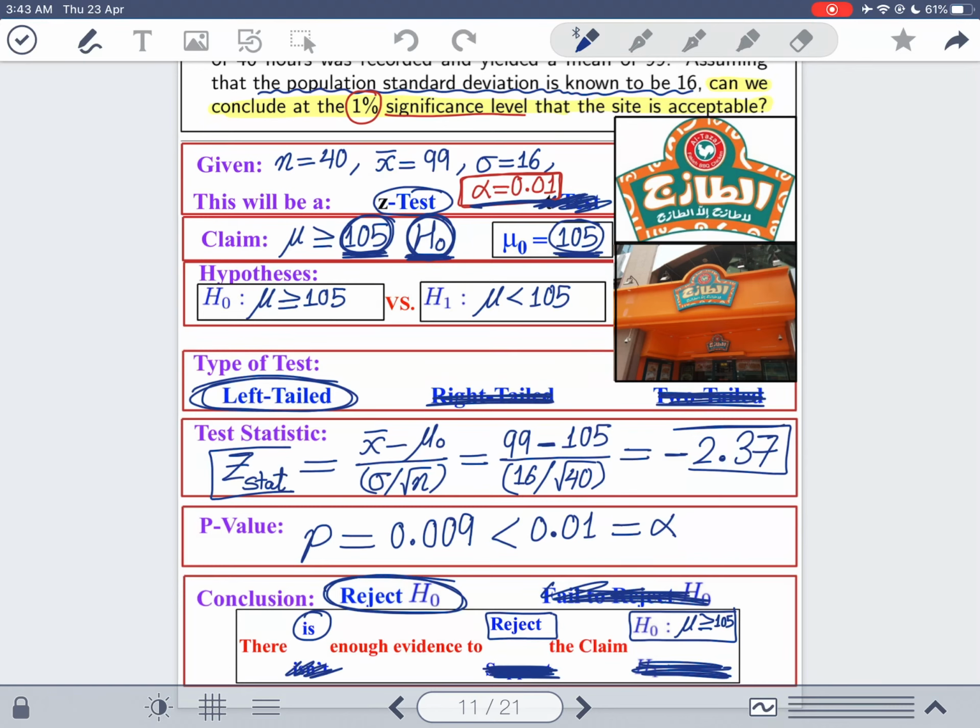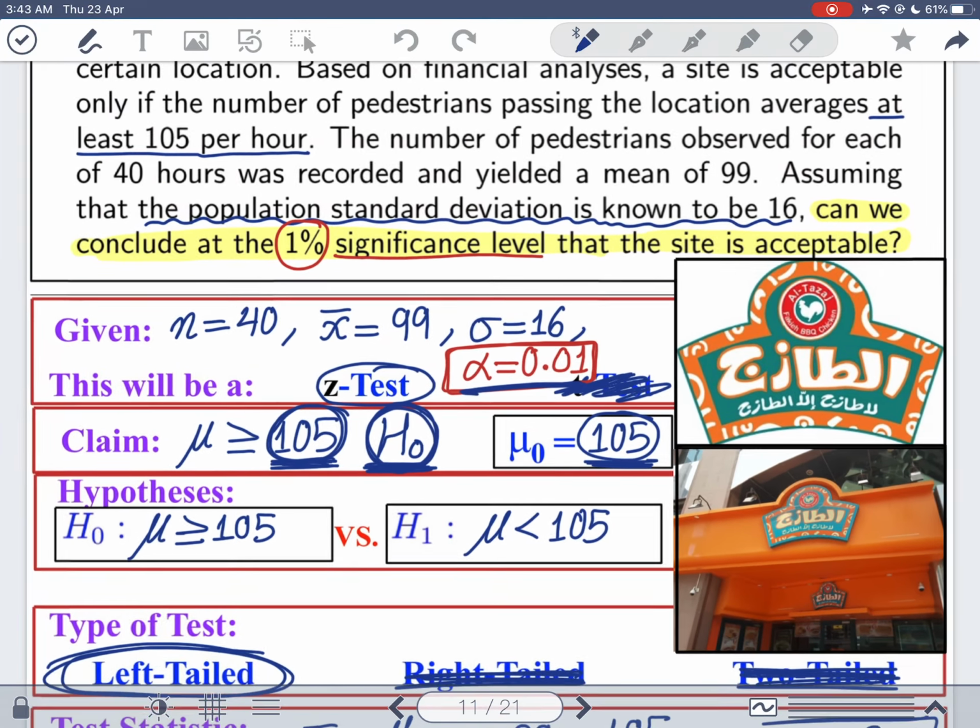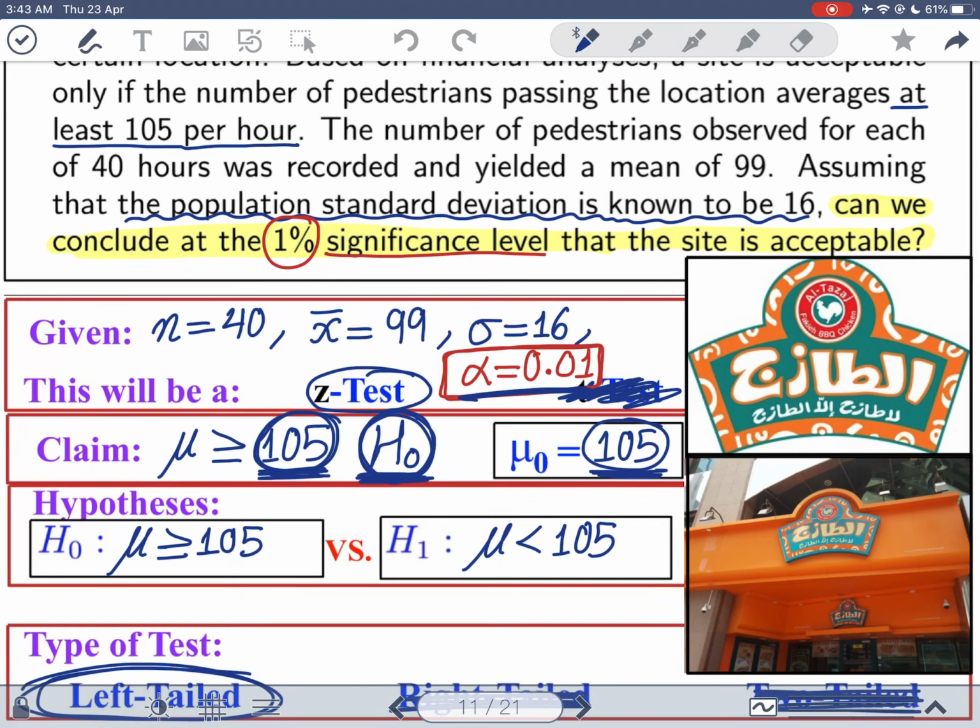So we have enough evidence to reject the claim that the mean number of pedestrians passing by is bigger than or equal 105. So this means that it's less than 105. So the question, can we conclude that the site is acceptable? No. The site is unacceptable. You can write the site is unacceptable. So you see how nice this is.